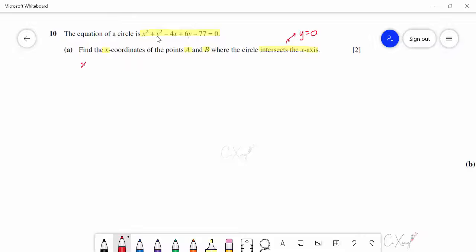So you are having x squared minus 4x minus 77, and it equals 0. Then again, to get the x coordinate, you can factorize it because we are having a quadratic equation. The factors of 77 can be 7 and 11, so it will be minus and then plus. So from here, you're having x equals negative 7 and x equals 11. So these are the x coordinates for the points A and B.